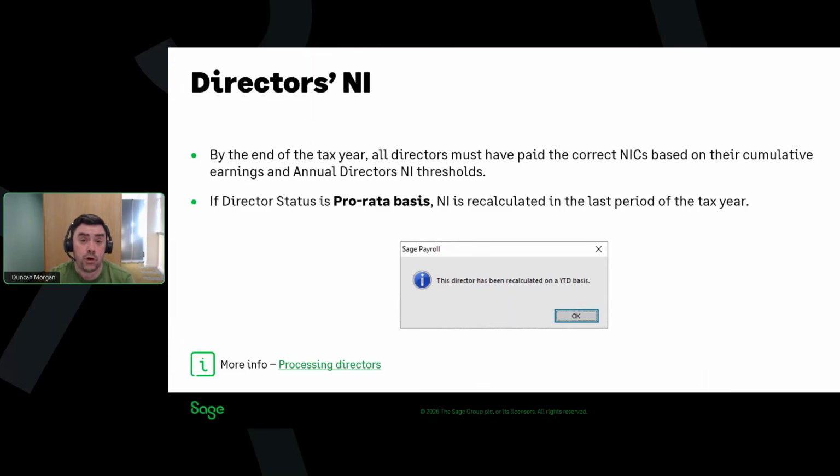However, if they're on pro rata basis, this means that the national insurance has been calculated using weekly or monthly thresholds throughout the year, in the same way as a non-director, but needs to be recalculated in the final period of the year. And sometimes directors will choose this method because it allows them to more evenly spread out their national insurance payments. Now, the impact this can have, the recalculation, is where there's been any variances in the pay.